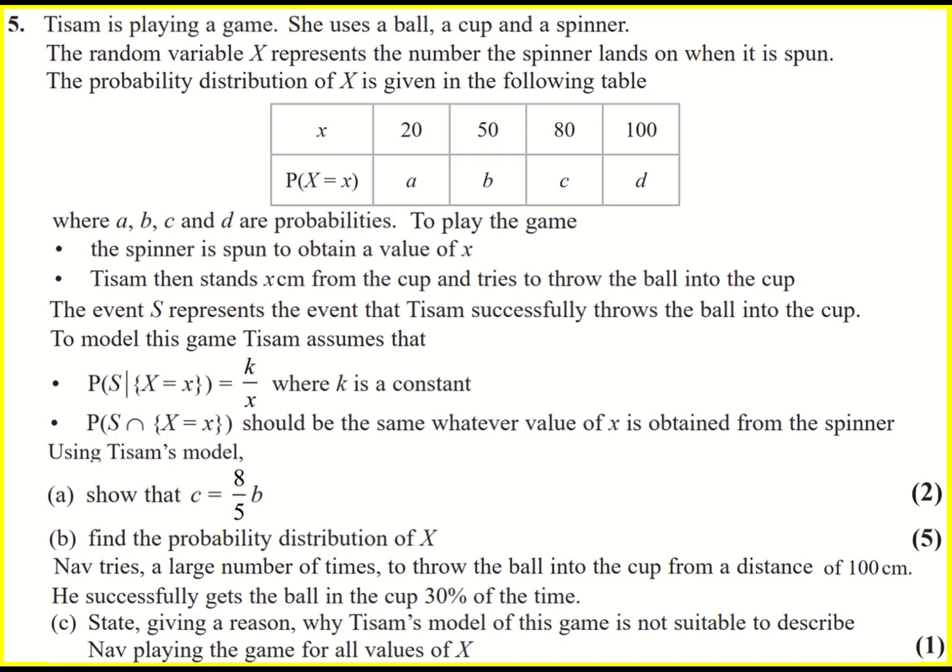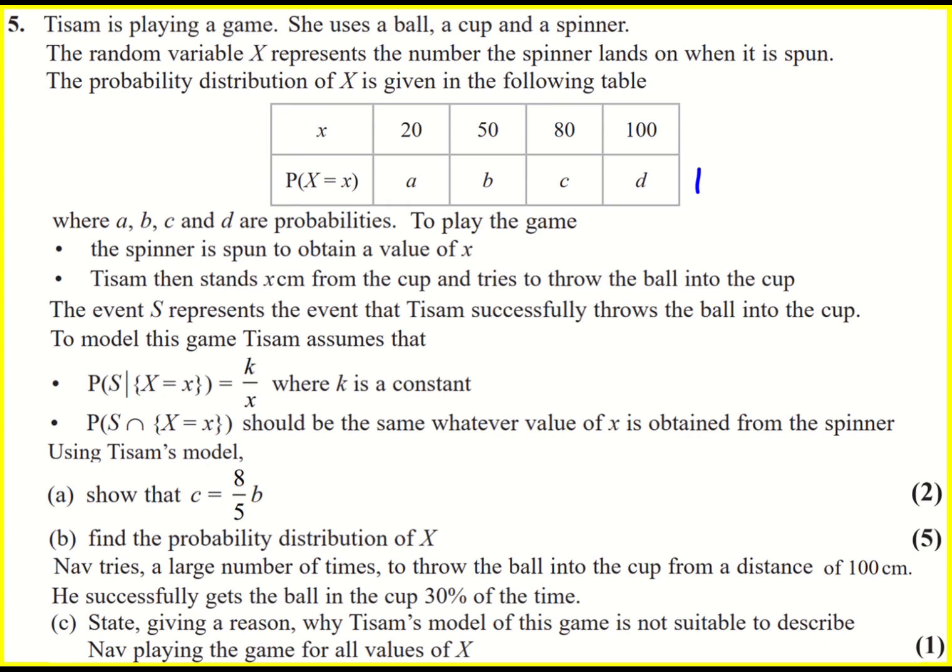Sam's playing a game. She uses a ball, a cup, and a spinner. The random variable x represents the number the spinner lands on when it's spun, and the probability distribution is given in this table. Now, we don't know what A, B, C, D are, but we do know that they're going to add to give 1.